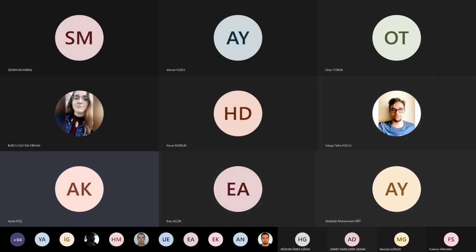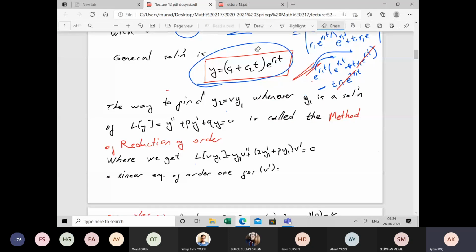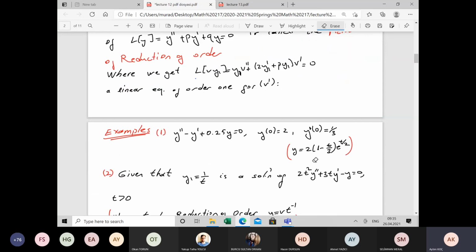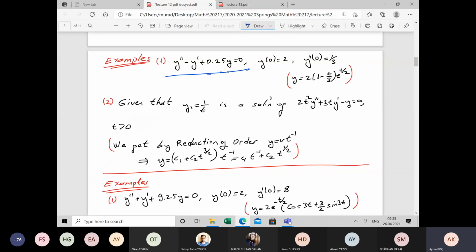Yes, let's start. So we know this method, reduction of order, to get the other solution if our characteristic equation has repeated roots. Okay. So let's give some examples. Here we have some examples and answers. First of all, solve this initial value problem and the solution here.